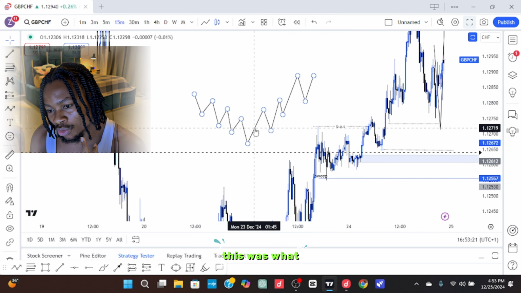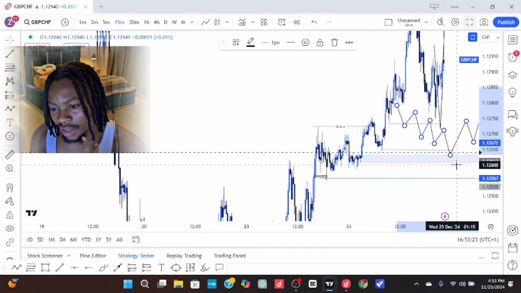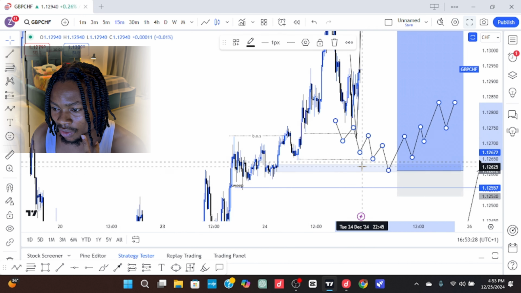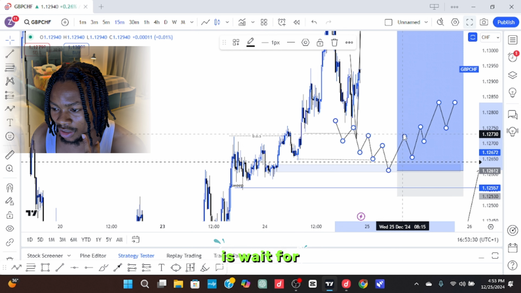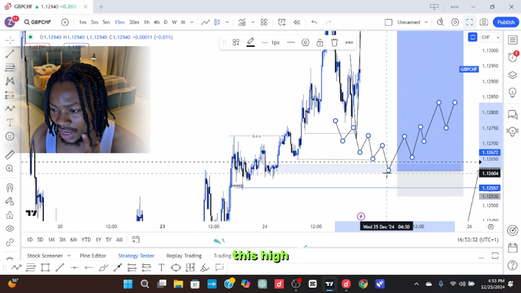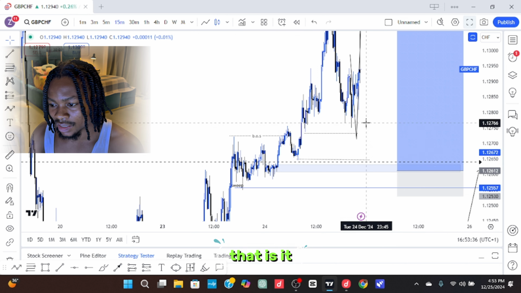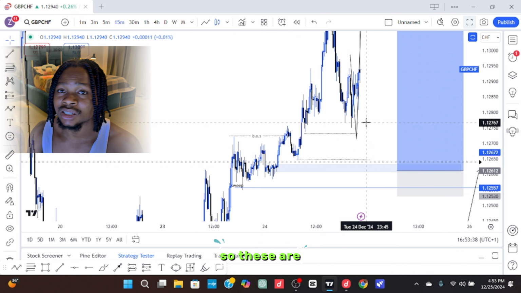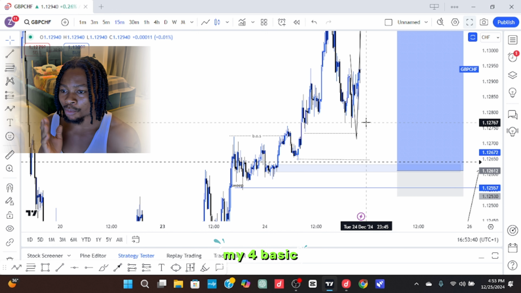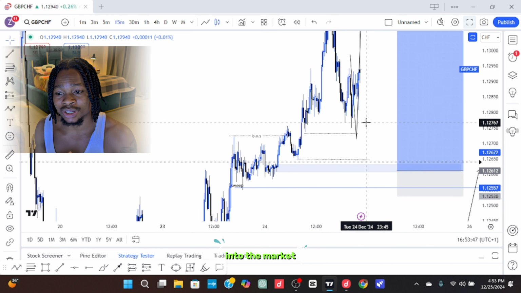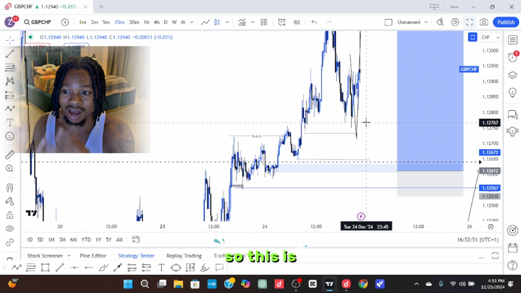So let's say this was what was happening when we get to this zone right here. All I need to do is wait for price to take out this high and then pull back, and then I'll click entry. That is it. So these are my 4 basic ways, or I would say 5 confirmations, that I look into in the market before taking my trade. So this is how I trade.